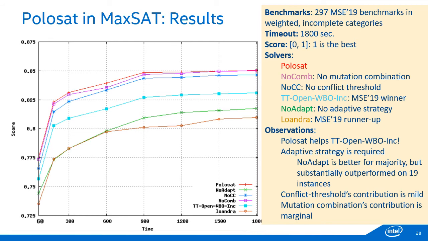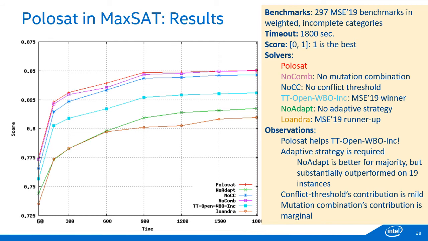So here the blue solver is TT-Open-WBO-Inc, the baseline solver for our implementation. The red solver is the Polosat implementation in TT-Open-WBO-Inc. And then there are two intermediate configurations here. No comp applies Polosat without mutation combination, and no CC applies it without conflict threshold. And the green solver applies Polosat without adaptive strategy. And we also ran Loandre, which is the runner-up at the MaxSAT evaluation.